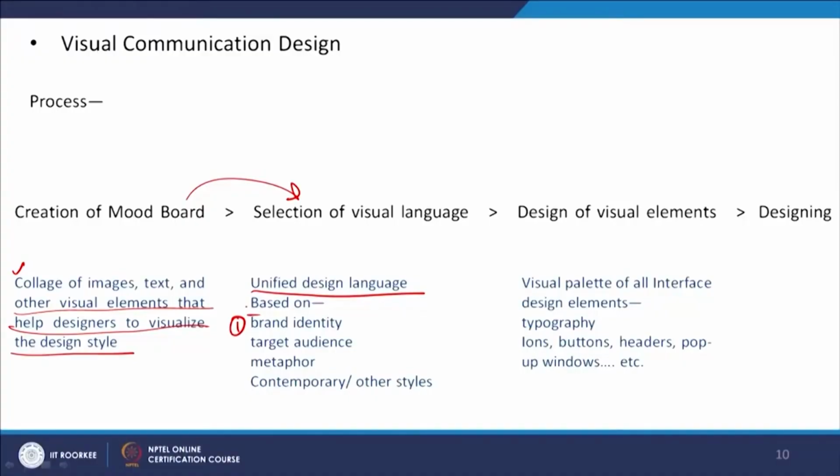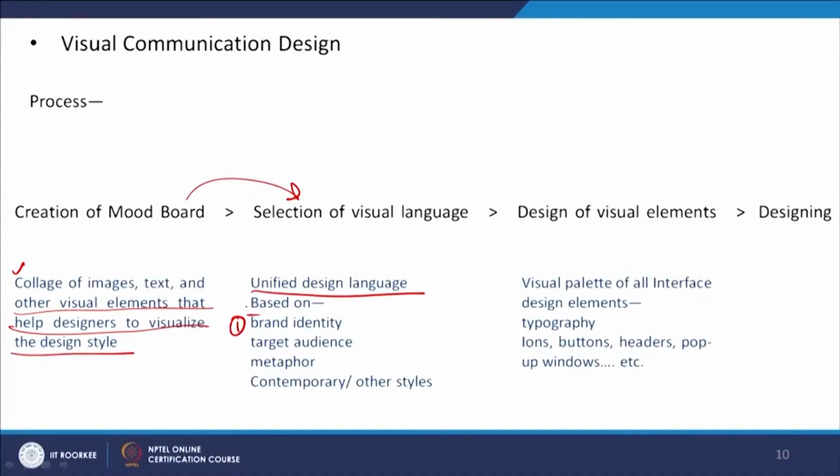But when we are selecting a visual language, it should not be eclectic. It should speak a particular design language. It should have one visual vocabulary. So this is a unified design language, one particular design language. Every element should go with the theme. So there's one particular theme from the mood board.